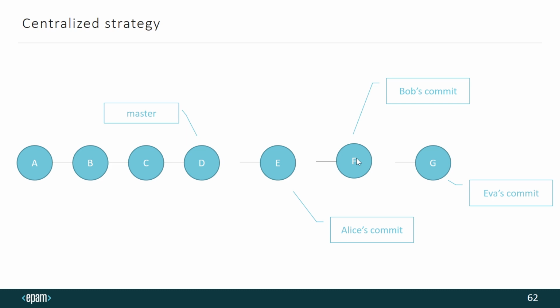Imagine that my team has 3 developers, Alice, Bob, and Eve, and we all simply agreed to work in the master branch. Nobody creates any additional branches, everybody commits directly to the master and pushes to the master, and all conflicts are also resolved in the master. How can this be helpful?